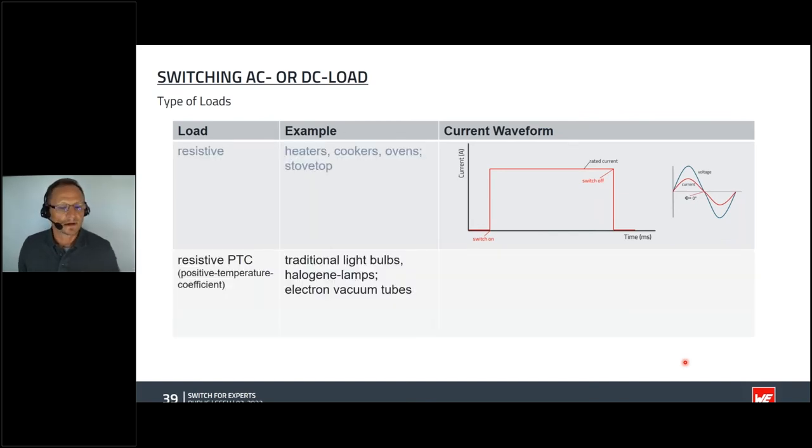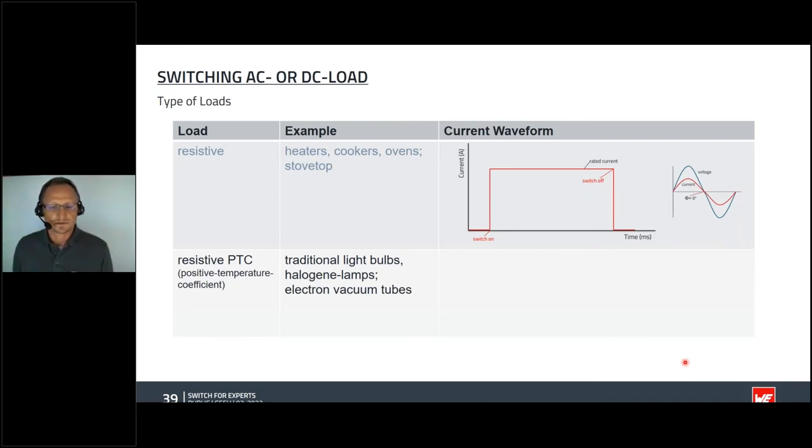Now, still talking about 100% resistive load, is what we find, for example, in traditional light bulbs, in halogen lamps, and so on. Of course, not the LEDs. But the conductive material inside here has PTC characteristics, meaning the resistance is very low when the material is cold, turning higher as the temperature rises until it's getting in a sort of balance.